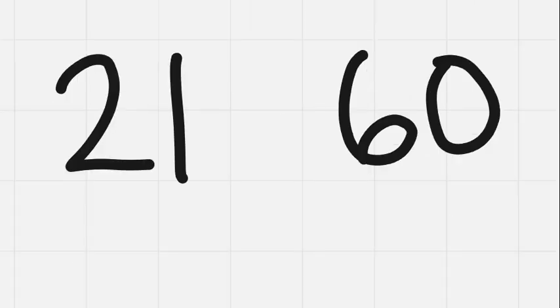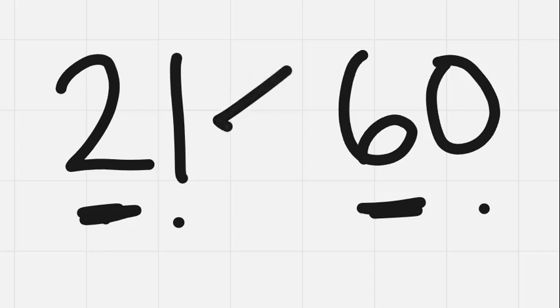Our final problem, 21 and 60. Both of these are 2-digit numbers. We'll look at the first digit in the tens place, 2 and 6. 6 is bigger than 2, so we'll say 21 is less than 60. Well done. In this lesson, we practiced how to compare numbers in the ones and tens place value.